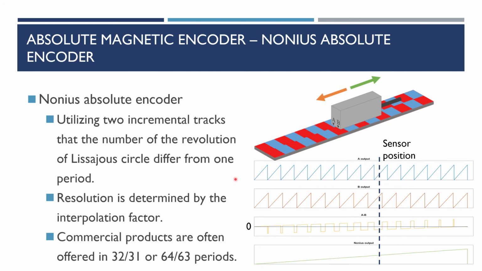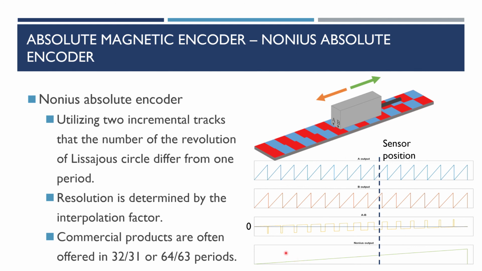And for this figure, output A has 16 cycles and output B has 15 cycles. Then output B is subtracted by output A, and then we can get the signal in the third figure. Finally, we add 360 degrees to the values smaller than 0, then we can get a nonlinear output in which each position has a specific output.